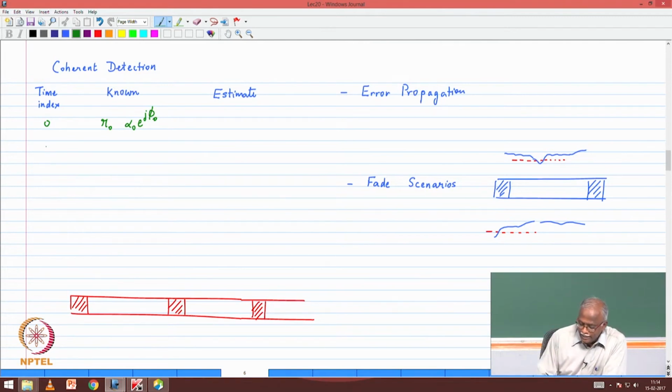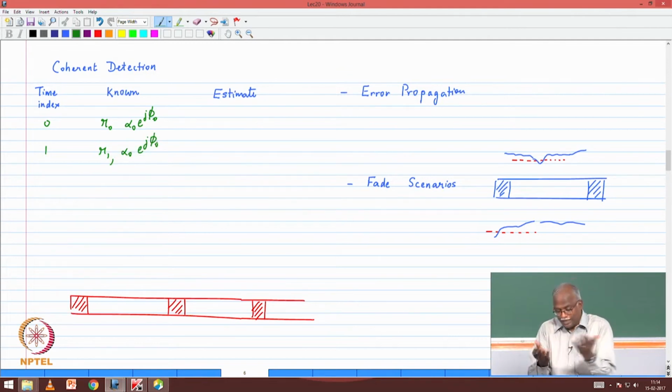Then comes the time index 1. What is known at this time? I know R1, I know alpha naught e power j phi naught. That was my channel estimate that was given to me. Now, the first data symbol has arrived, that is represented by the sample R1. Using these two, I estimate the first transmitted symbol, S1 hat. That's the detection process. That basically you plug into the equation that is in the previous one.